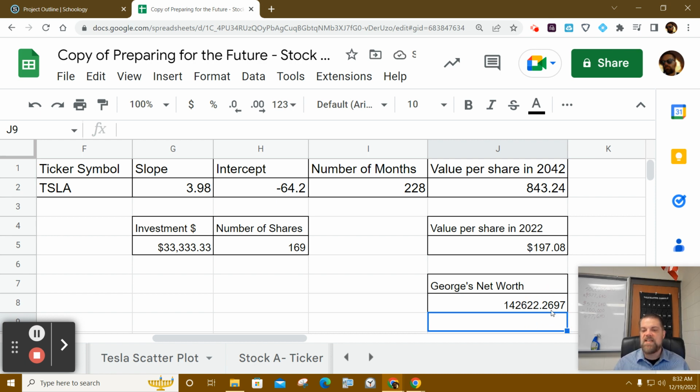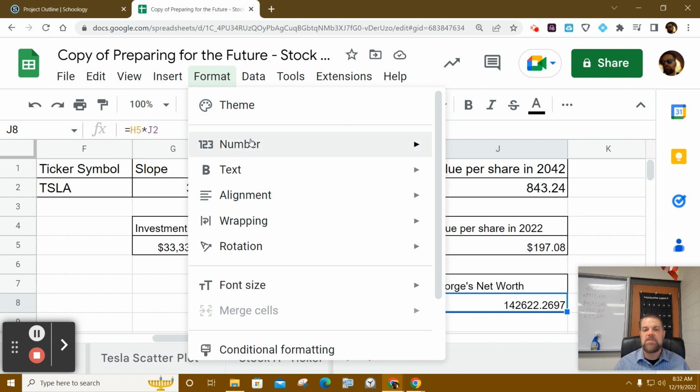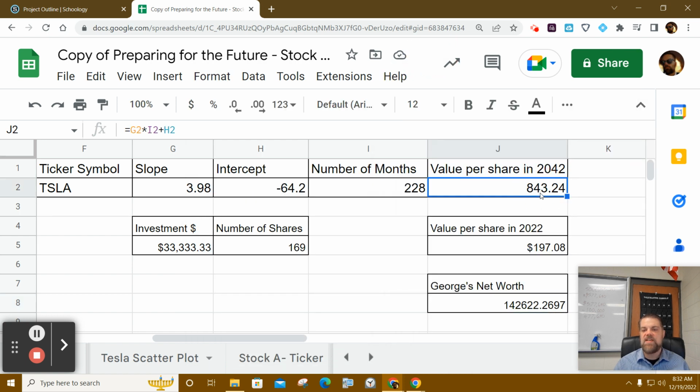Same thing here. This is a dollar amount, so I go to Format. Well, you know what I could do? I could change this to a dollar amount, and you could do it here. See this dollar symbol? That's just a quicker way. And then when you do that, it automatically rounds it to the nearest penny. So for this particular stock, if he invests... Now watch this. This is really cool.